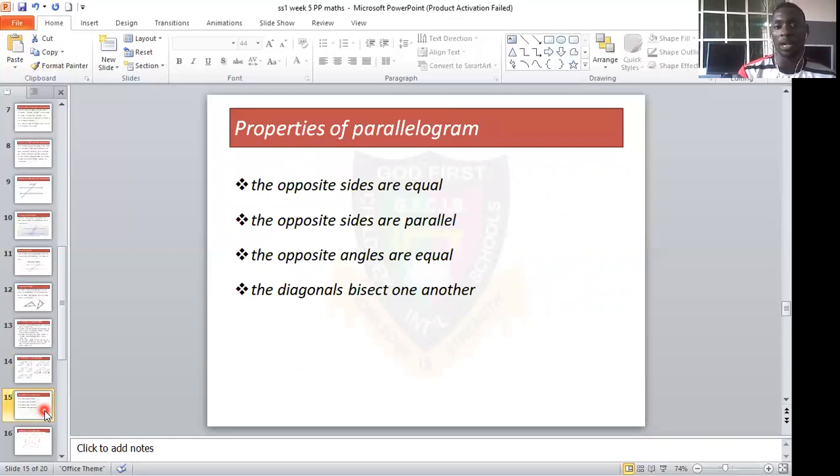of a parallelogram, and we'll look at the intercept theorem. You don't know what a parallelogram is. A parallelogram, the opposite sides are equal, the opposite sides are parallel. You all know what parallel lines are, lines that do not meet. In this case, the 2 opposite sides are parallel. The opposite angles are equal, and the diagonals bisect one another. Let me show you the diagram of what we just talked about.